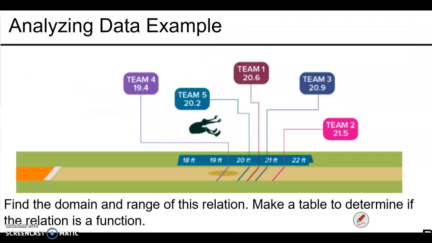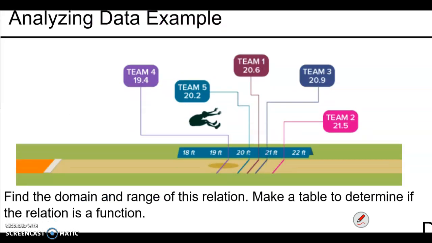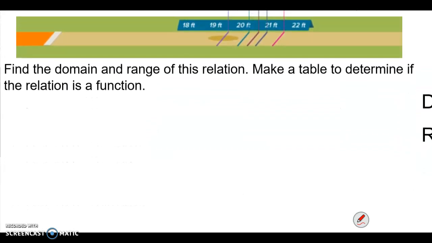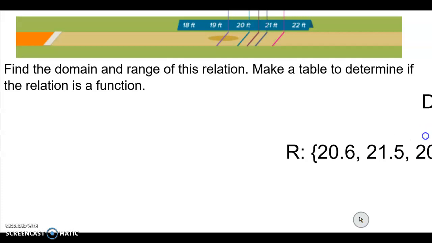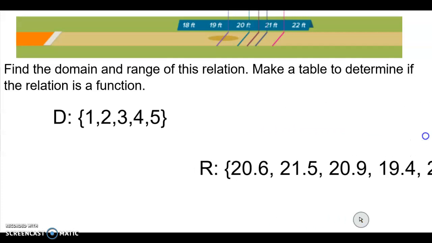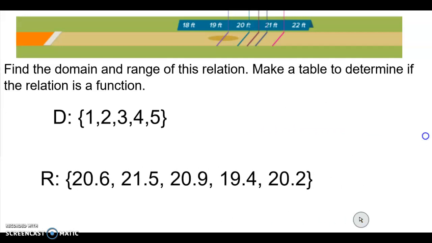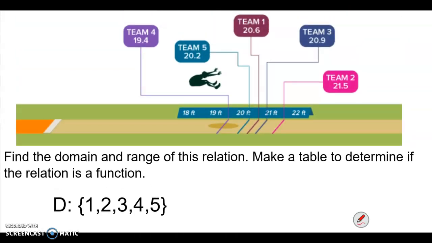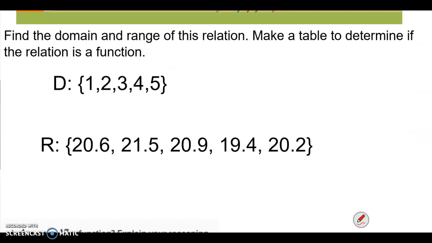Okay? Find the domain and range, make a table to determine if it's a function. This is exactly what we're talking about here. Our domain is 1, 2, 3, 4, 5. Our range are all those values. I'm getting that from here. These are the teams. So the domains are team 1, 2, nope, 2 down here, 3, 4, 5, and then those different numbers, their distances of their jump, that's where the range is coming in.